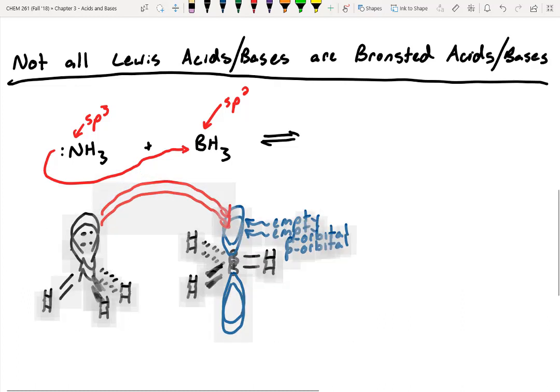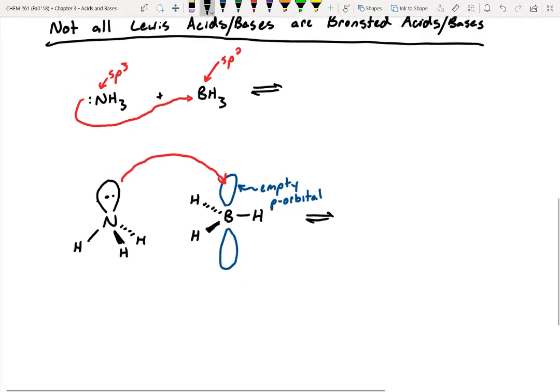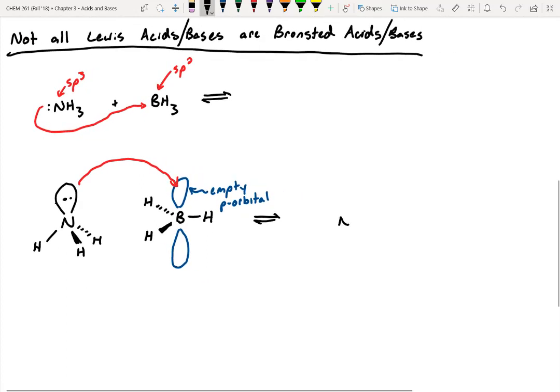Okay, so now let's consider what the product might look like. So down here, I'll draw my equilibrium arrows. And the nitrogen, in order to dock with that empty p orbital, we can imagine it kind of flipping around. So we're going to have a new nitrogen-boron bond. The nitrogen still has 3 hydrogens coming off of it, like that. The boron still has 3 hydrogens coming off of it. So I'll draw it like this.